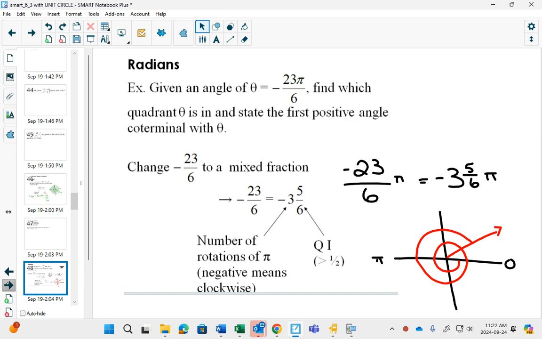So we use the whole number to find out where you're going to be, on the positive x-axis or the negative x-axis. Then you'll use the fraction to see, do you go over halfway or not, to the next one.